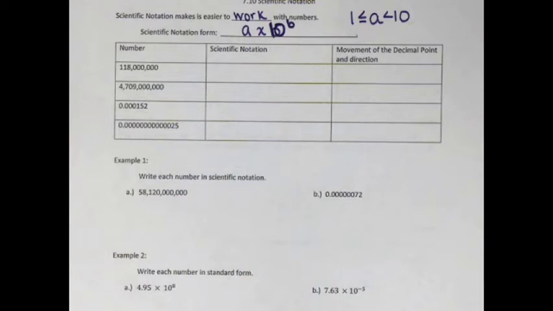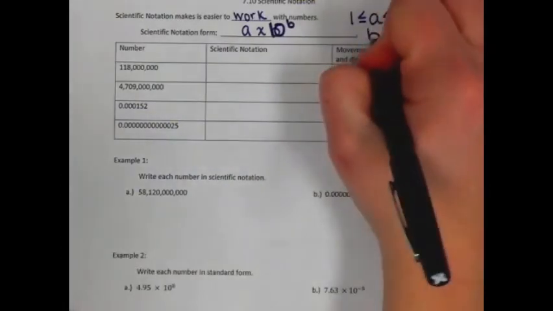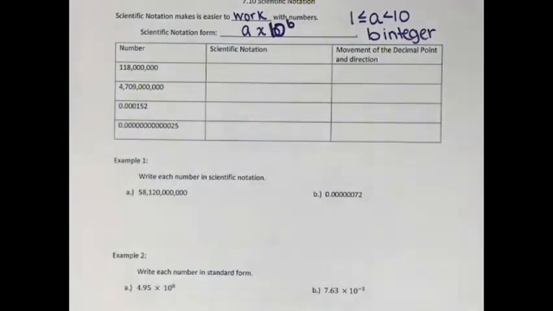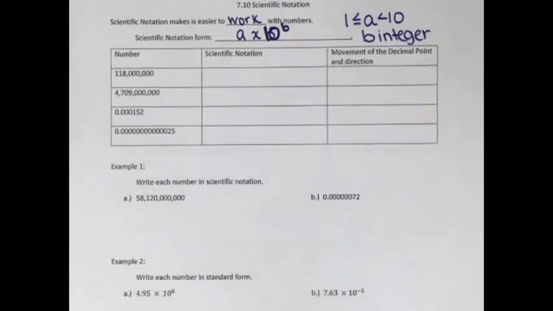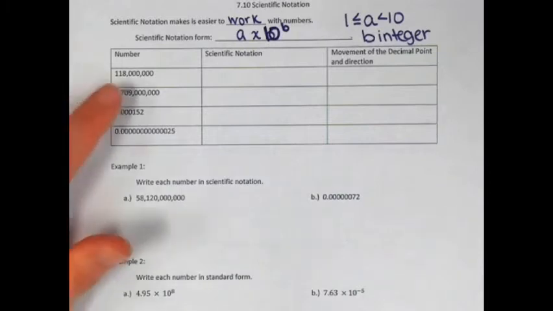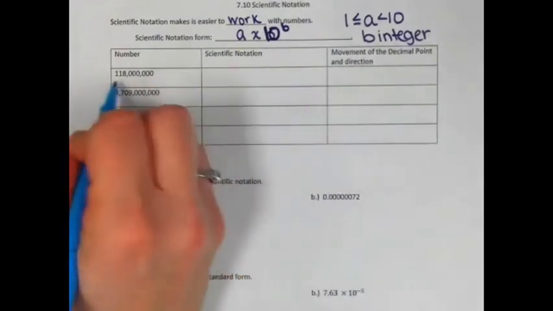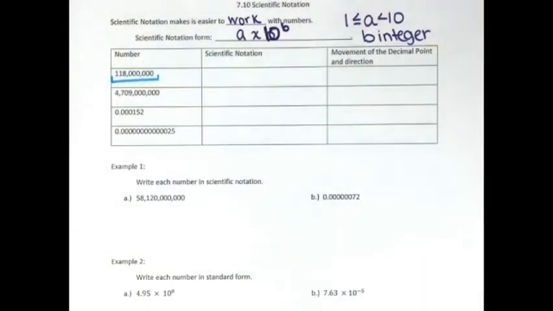So on the left of a decimal point, it can only have 1 unit. It has to be in the ones unit. Okay? And then B is just an integer. So positive, negative numbers, does that have decimals or fractions or anything like that? No. Okay. So as I look at the number of 118 million, I want to write this in scientific notation because that's kind of a big number, right?